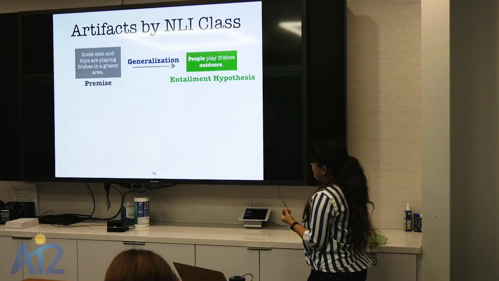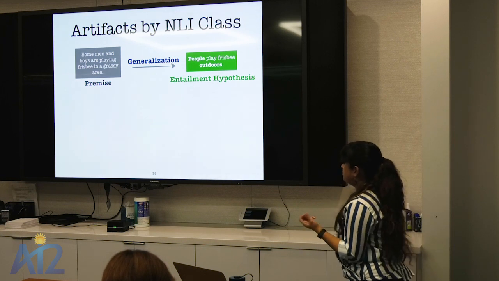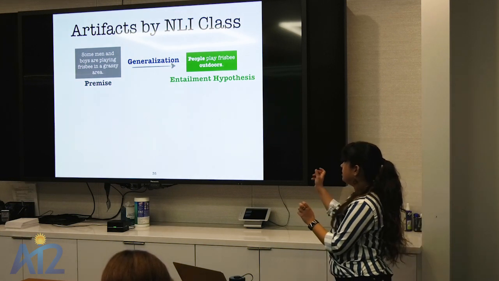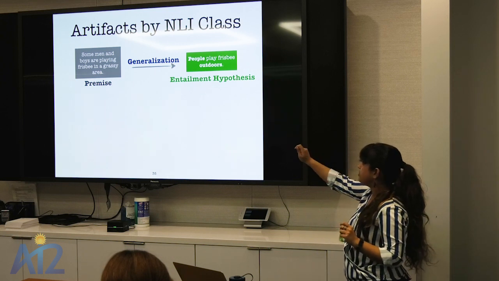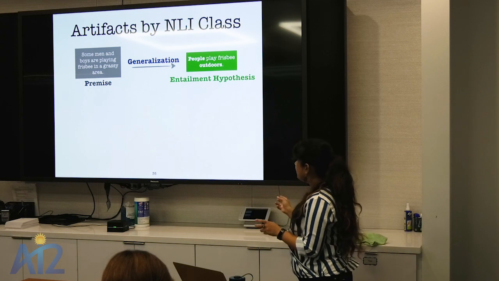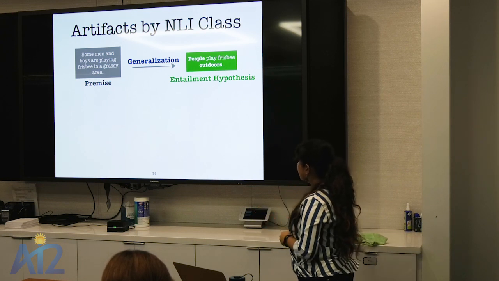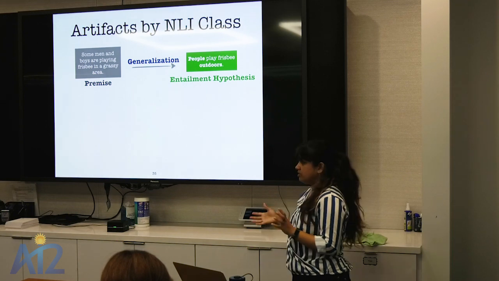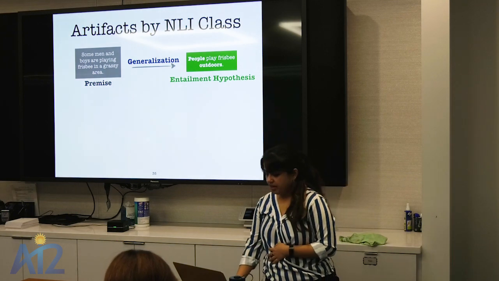For the entailment class, the kind of pattern we saw was generalization. Words in the premise such as "some men and boys" become "people." That's a general way of saying some men and boys. "Grassy area" becomes "outdoors." That's also a general way.